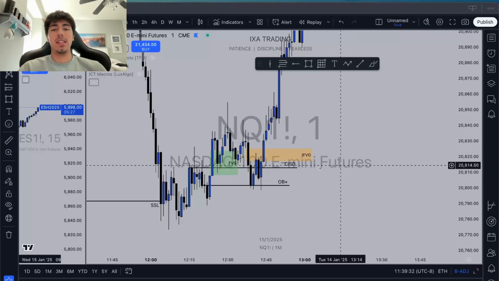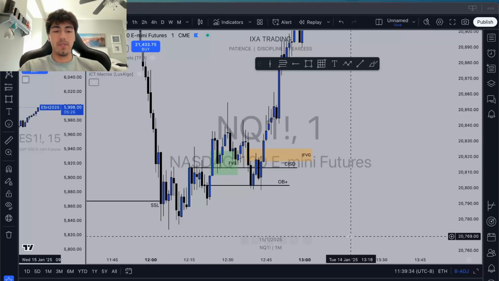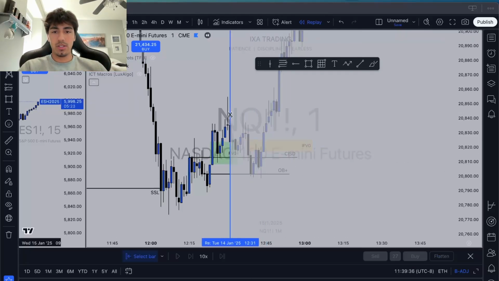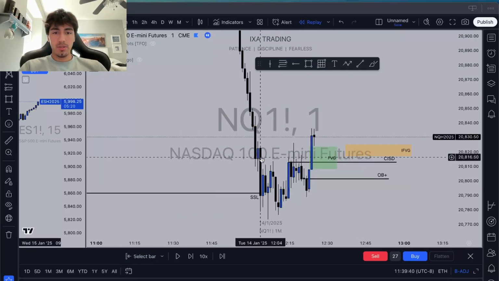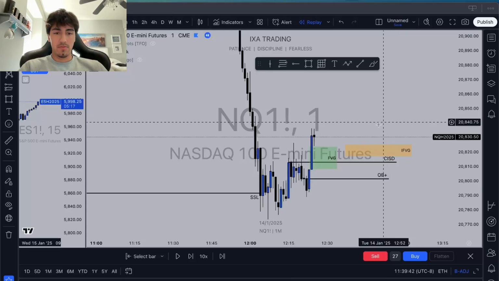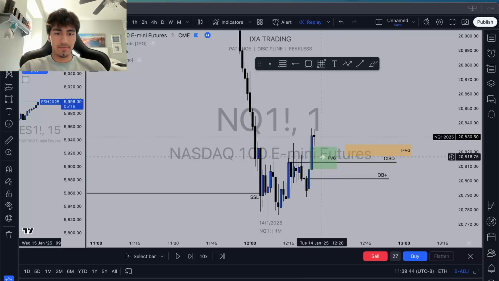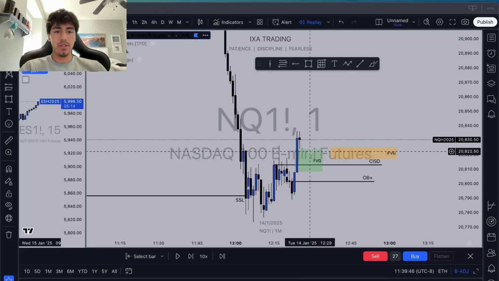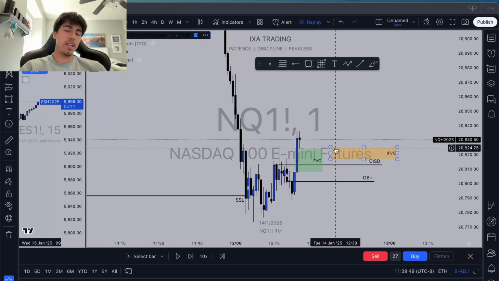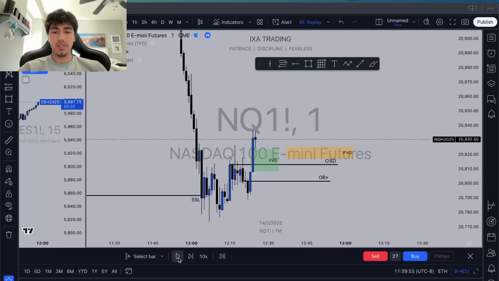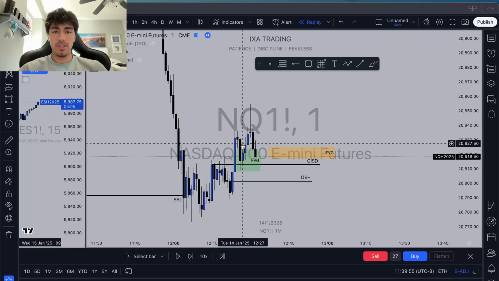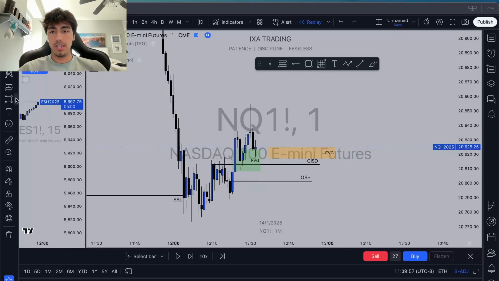Never just set a limit order right here, right? Like watch, let's go to replay. What some people do is they'll set a limit order in here, right? They just set a limit order and then let it play out. I always wait for confirmation, right? So if we let this play, I'm not entering until this candle. Like I'll probably enter off of this candle.